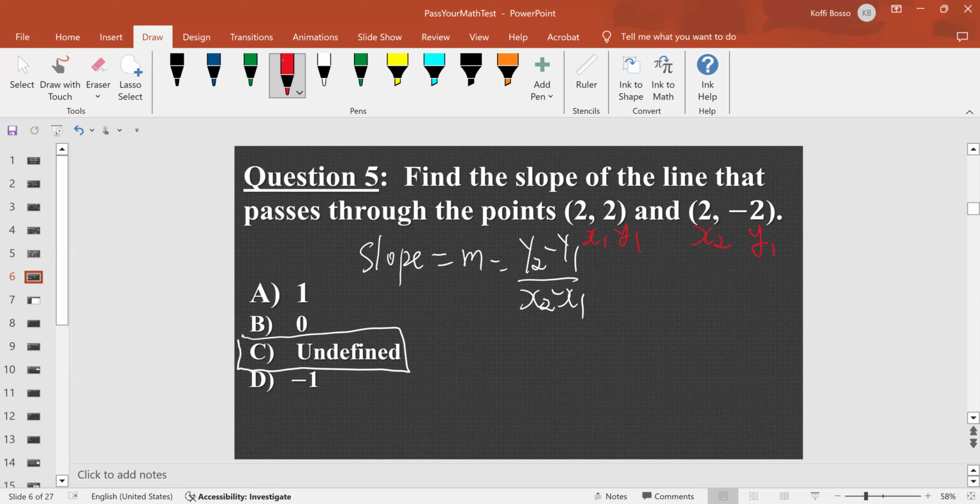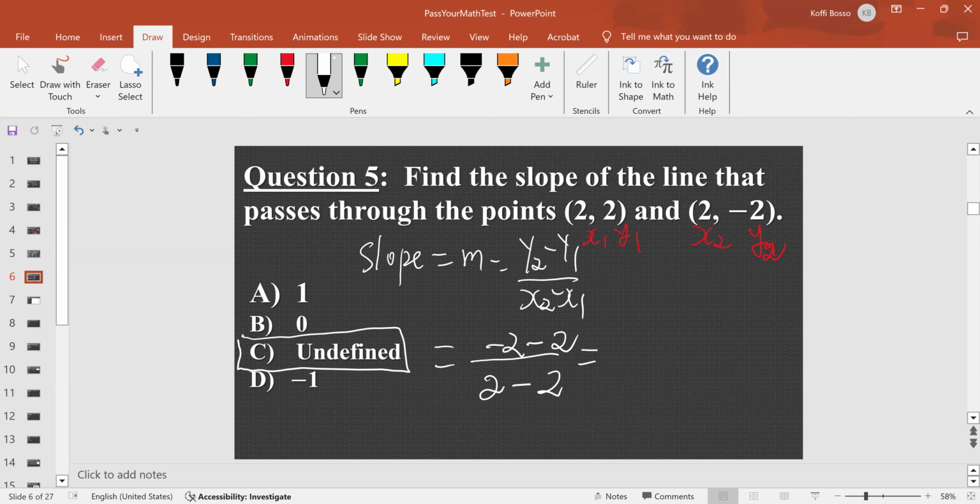When you label the coordinates, the first coordinate is always the x value and the second coordinate is the y value. But because we have 2 points, to tell them apart, we call one x1, y1, and the second one x2, y2. The next step is to plug in. So we're going to have our slope as y2, which is negative 2, minus y1, which is 2, divided by x2, which is 2, minus x1, which is also 2.